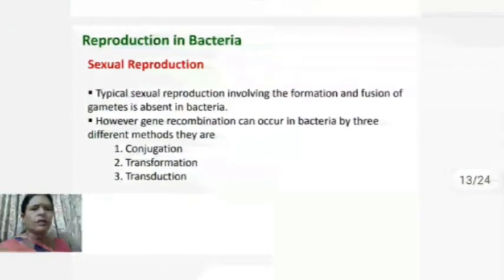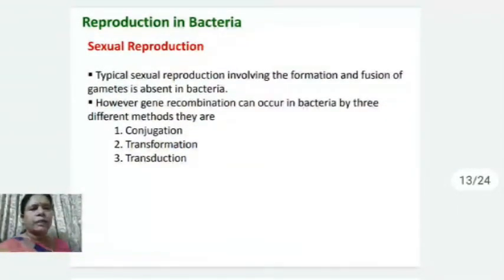Next, we will see about the sexual reproduction in bacteria. Typical sexual reproduction involving the formation and fusion of gametes is absent in bacteria. However, gene recombination can occur in bacteria by 3 different methods. They are conjugation, transformation and transduction.